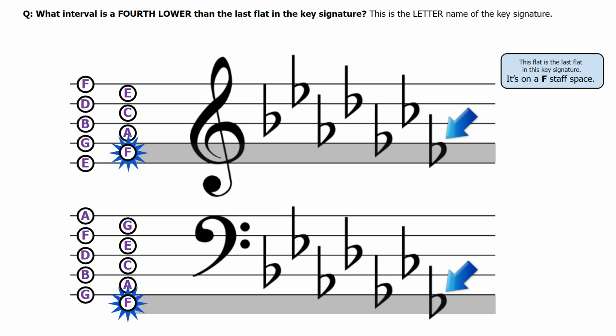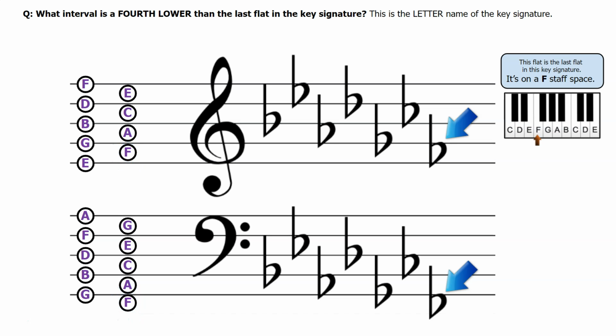Now, to help us find a fourth lower than this, let's first find this letter name on a piano keyboard. Okay, there's an F we can use. The distance between two pitches in music is called an interval. To find the interval of a fourth lower, we count the music alphabet letter names in reverse, or to the left on a piano. And in music, we always count the starting pitch as pitch number 1.